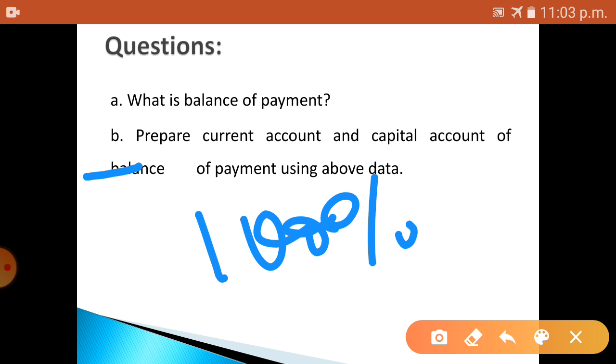Now this time he has asked what is balance of payment. In the previous case study he asked what is the difference between balance of payment and balance of trade, but these questions will fluctuate, means different questions will be asked. But the second question, prepare current account and capital account, this question is 100% fixed.